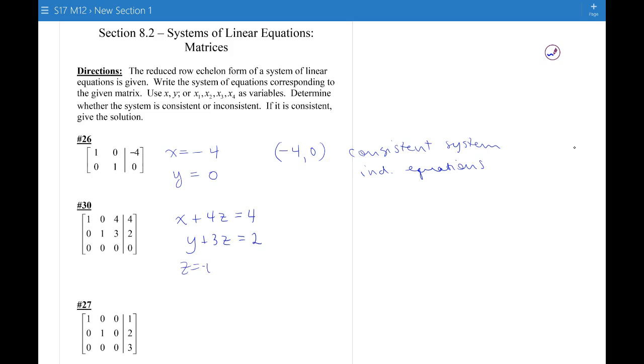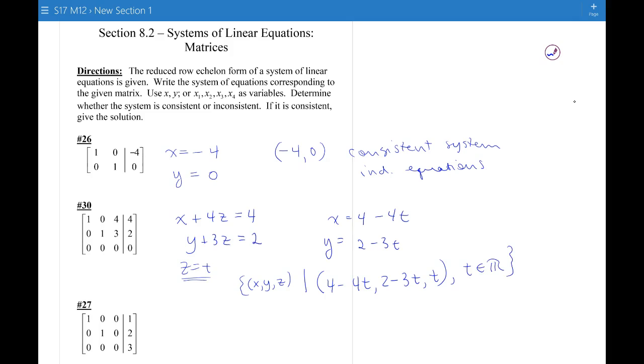So we're going to let z equals t. This is how we find that infinite family. So x equals 4 minus 4t, and y equals 2 minus 3t. So the solution family looks like 4 minus 4t, 2 minus 3t, t. So it's the set of all x, y, z such that they look like 4 minus 4t, 2 minus 3t, t, for t is any real number. So this is a consistent system, but dependent equations.